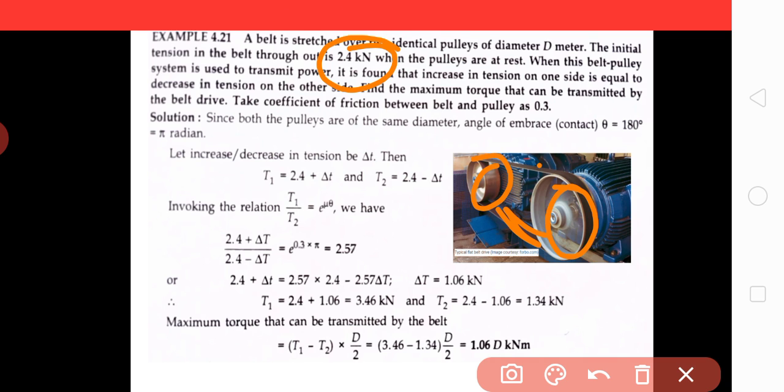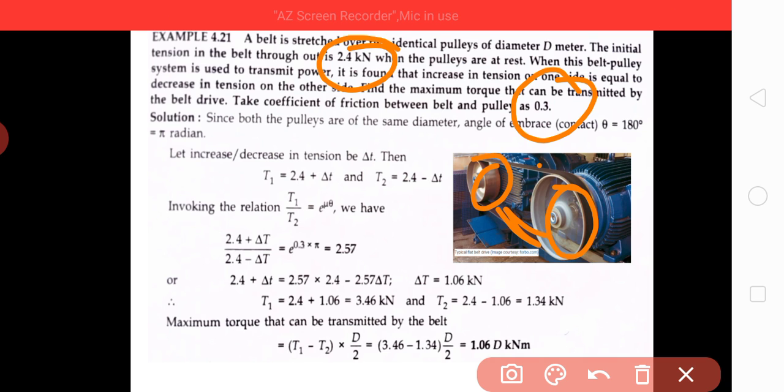Find the maximum torque that can be transmitted by the belt drive. Take coefficient of friction between the belt and pulley as 0.3. This is the very simple solution. In terms of diameter, we can find out the torque transmitted.